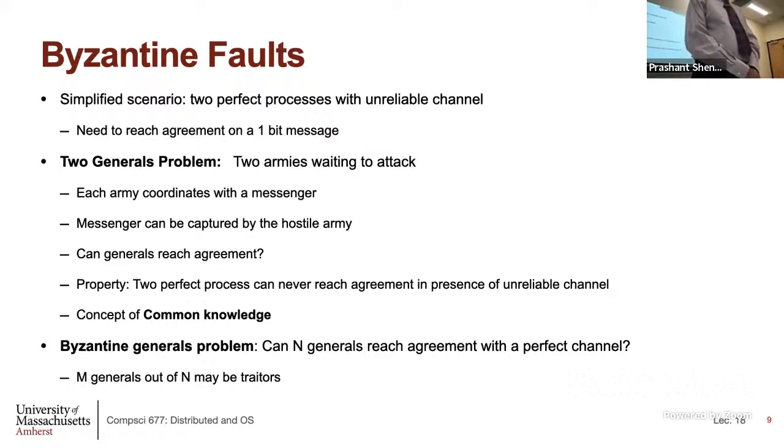Okay, is that clear what I just said? So what this is saying is a very simple property. It says that two perfect processes cannot reach agreement if the channel is unreliable.